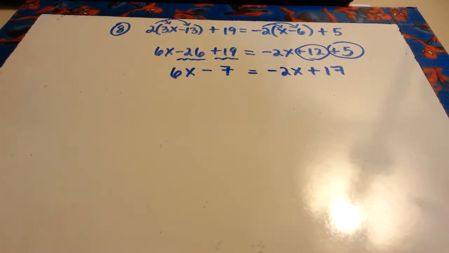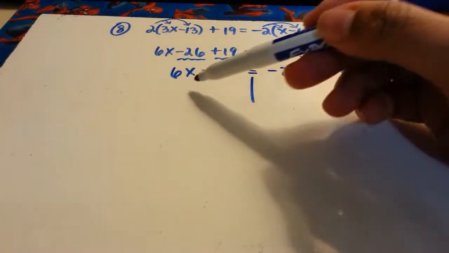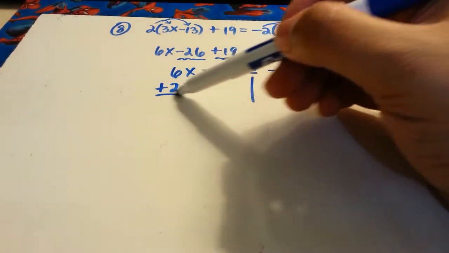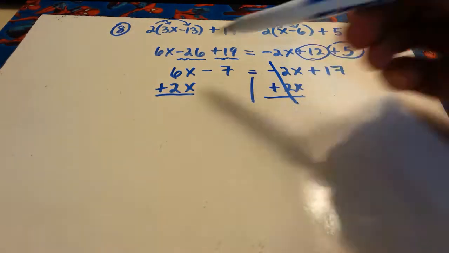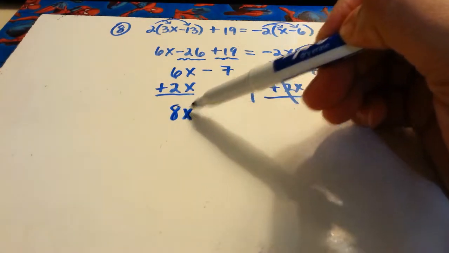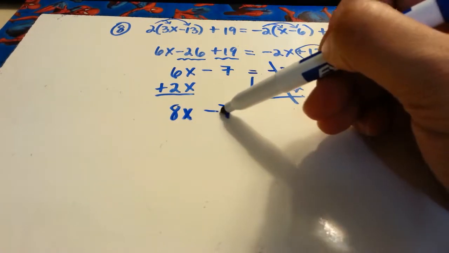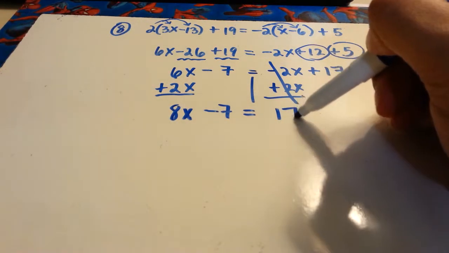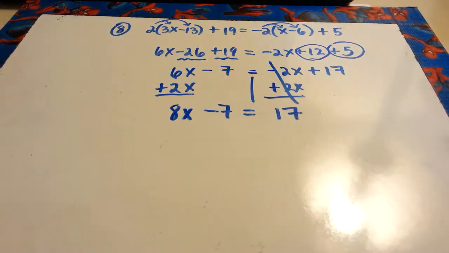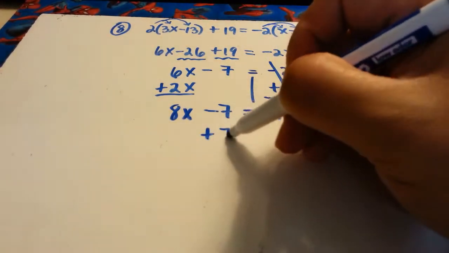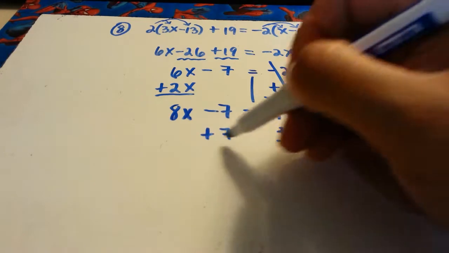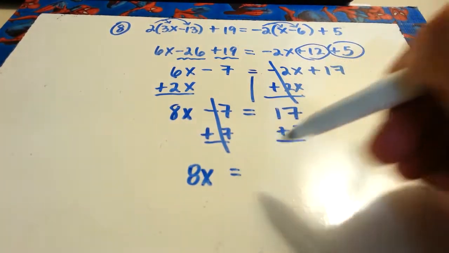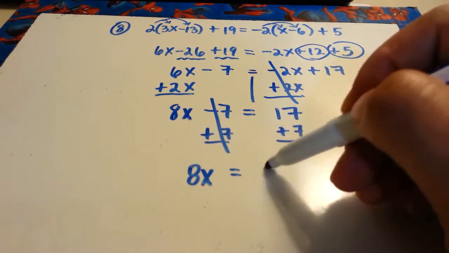Like I said before, I like my x's on the left side. So I'm going to bring this one over. Six plus 2 is 8, so I have 8x minus 7 equals 17, because this canceled. And I'm going to bring the 7 over. So I have 8x equals plus 7, 24.